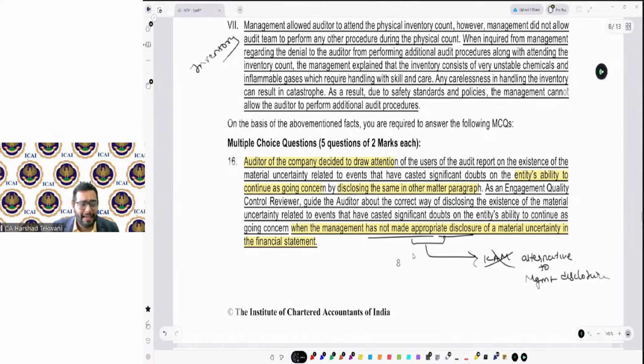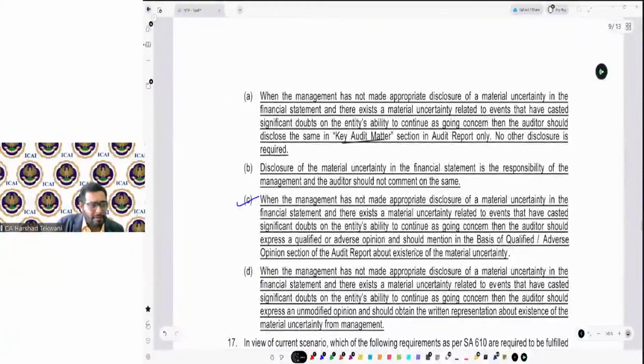Now, if that is the case, then I know answer A will not be there. B talks about disclosure of material uncertainty, and I should not comment on the same. At least anyone with the basic knowledge will be able to identify it's our responsibility to check about the material uncertainty and significant events. So this will also be a wrong answer.